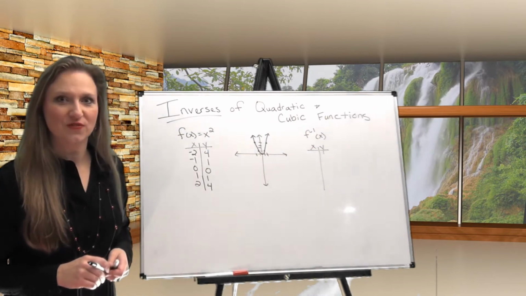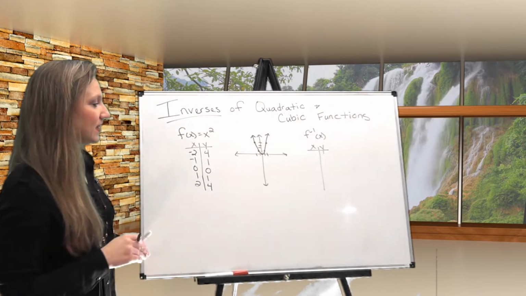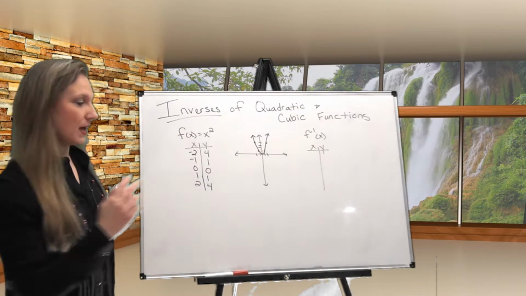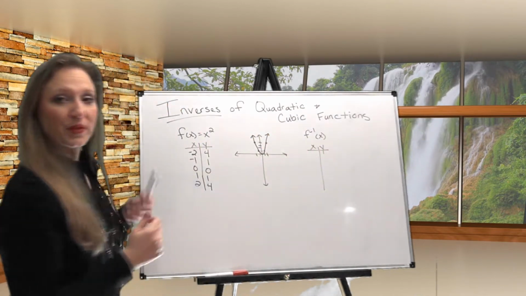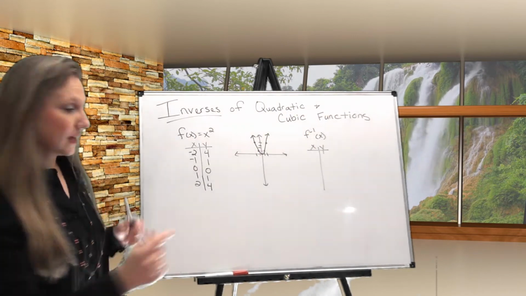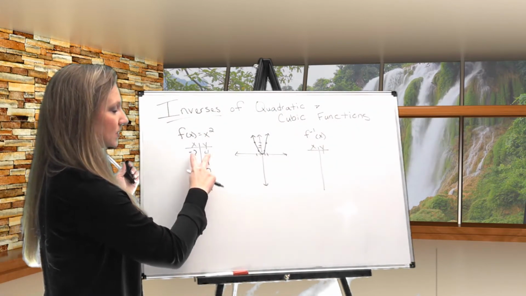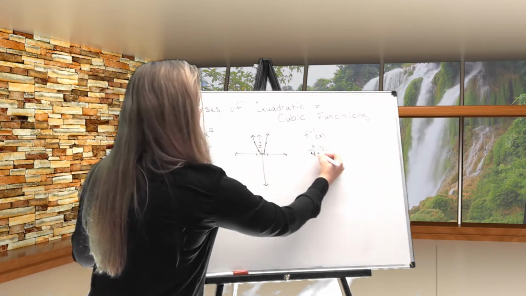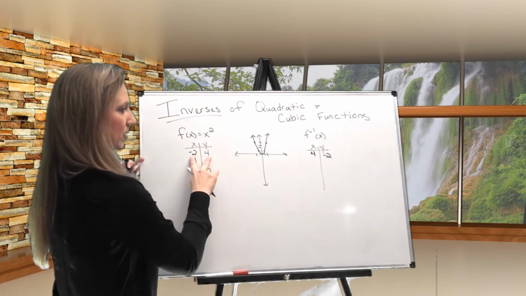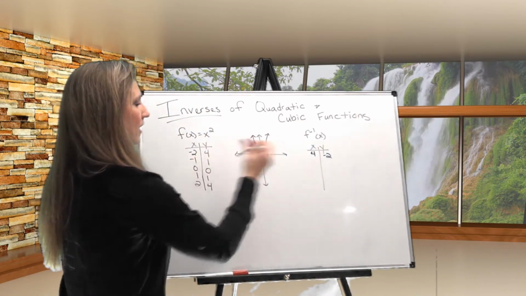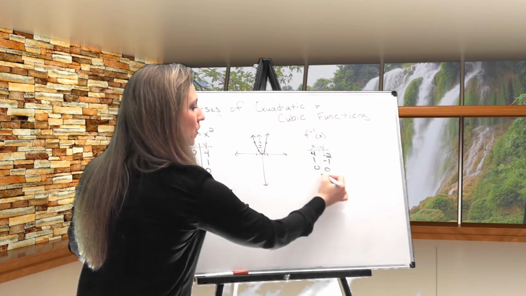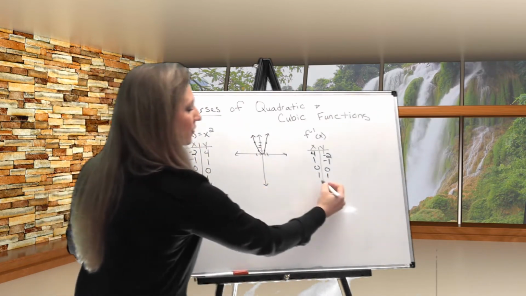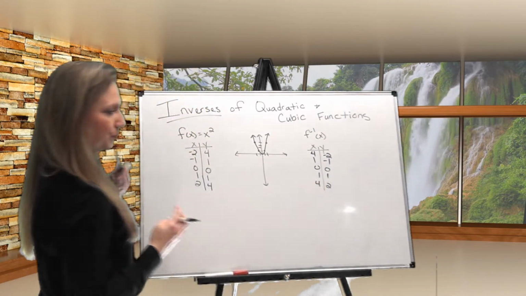Our goal today, though, is to find the inverse. And to find the inverse, what you need to keep in mind is that means that the x's and y's are switched. So to find what the inverse graph looks like, I'm going to take each x and y coordinate and switch them. So this point is going to become 4, -2. This point is going to become 1, -1, 0, 0, 1, 1, and 4, 2.